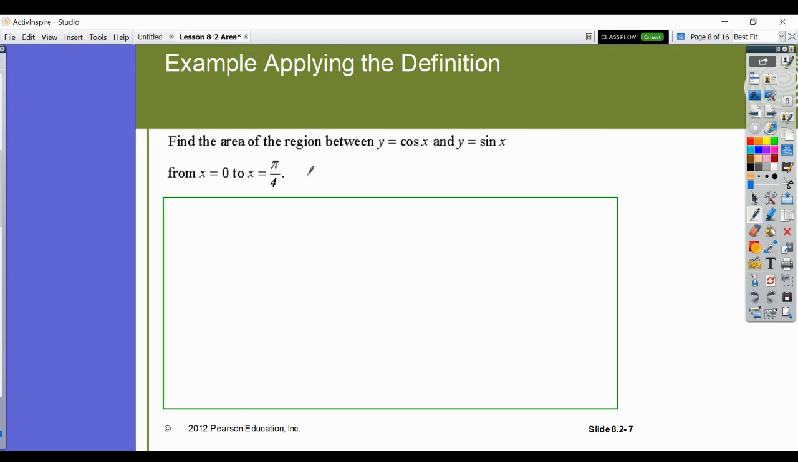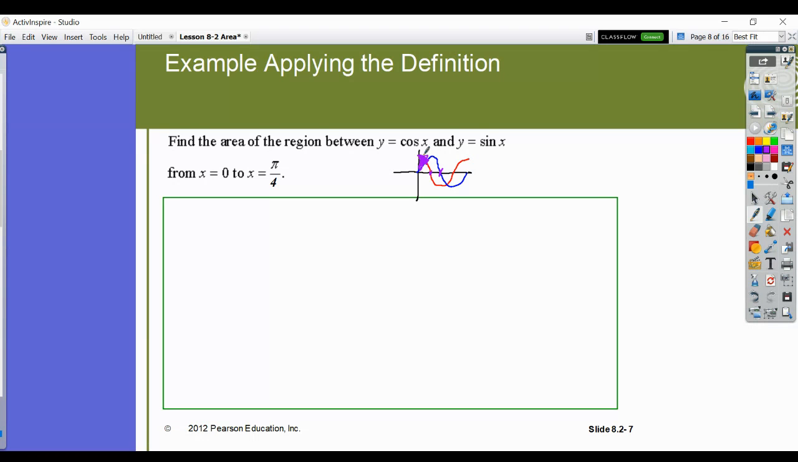Here is our first example. We're going to find the area of the region between cosine and sine on the interval from 0 to pi over 4. So just take a quick memory of what that might look like. Cosine of x starts at 1, and sine of x starts at 0. We are looking for the area of the region between 0 and pi over 4. Well, this is pi over 2, so pi over 4 is right here. So we're looking for the area of this region. The top of it is cosine, and the bottom of it is sine.